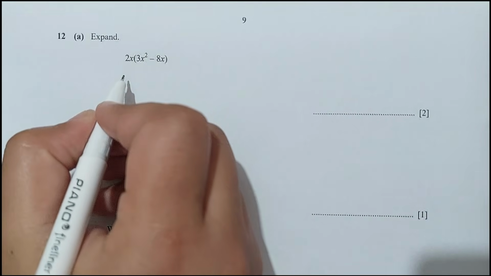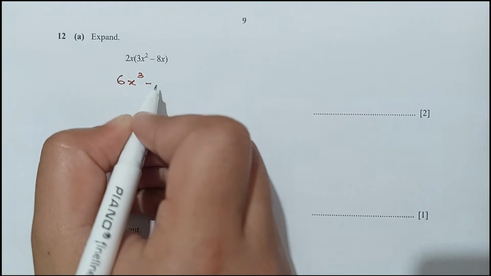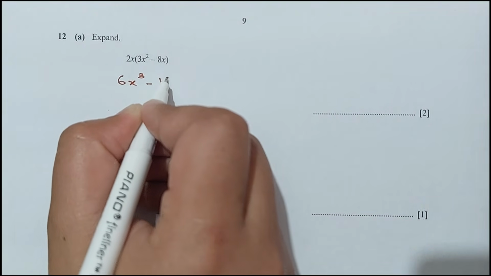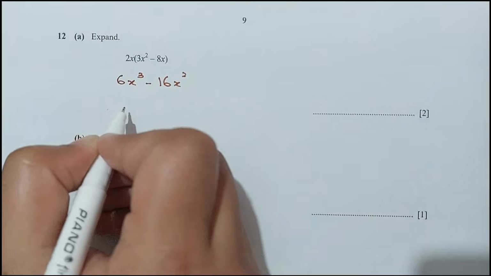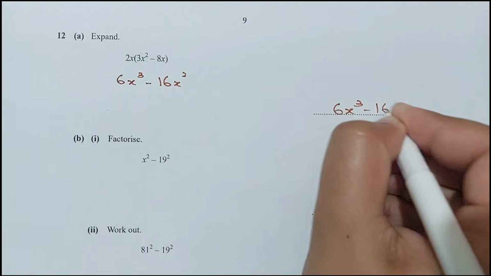Question number 12, part A, expand. Okay. 2 times 3 would be 6x cube minus 2 times 8 is 16x square. This is 6x cube minus 16x square.